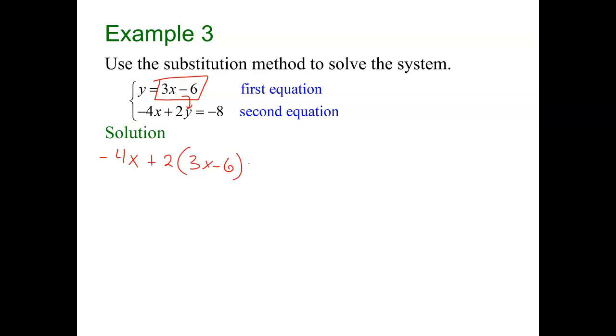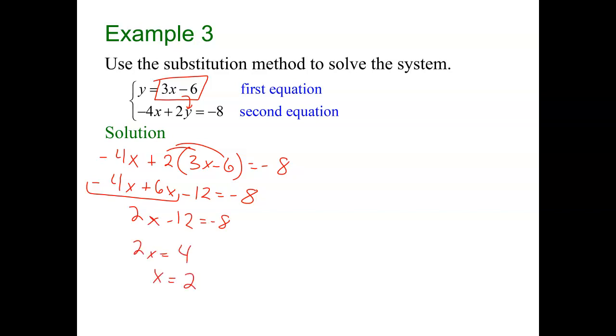Now we have to remember to do distributive property. That's the only trick. We have to do distributive because it's 2 times y. And y is 3x minus 6. So it's 2 times all of 3x minus 6. Distribute. And then we solve for x. Negative 4x plus 6x gives me what? 2x. Okay. So I found my x value.